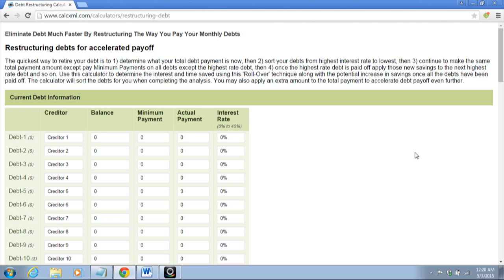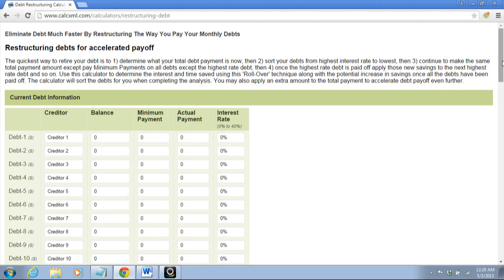And today I'm going to show you guys how to pay your debts off faster. I'm going to show you a live example of using this debt acceleration tool. And I'm actually going to put the link to this tool in the description field of this video so that you can do it for yourself as well.